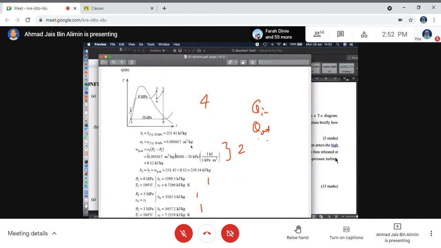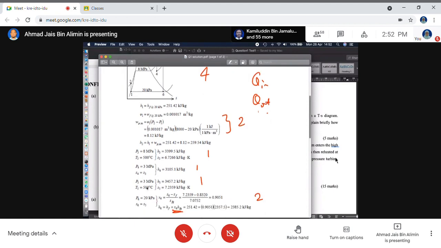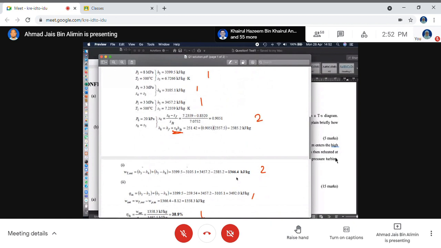Okay, dapatkan nilai yang base pada tekanan diberikan. 5, tekanan dia mesti 3 megapascal. Sekarang 5 dan 3 megapascal. Entropi dia dan ulang balik lah. Dapatlah dia total work output.